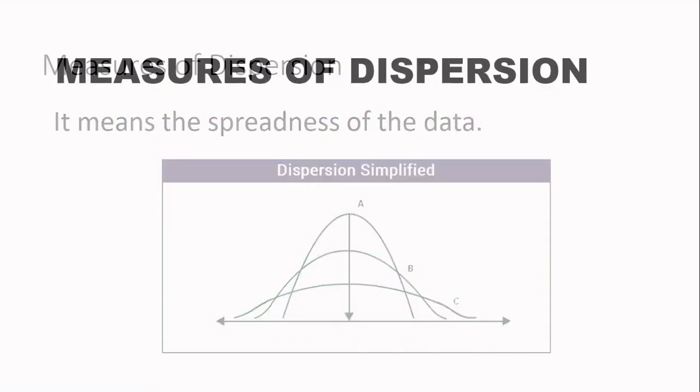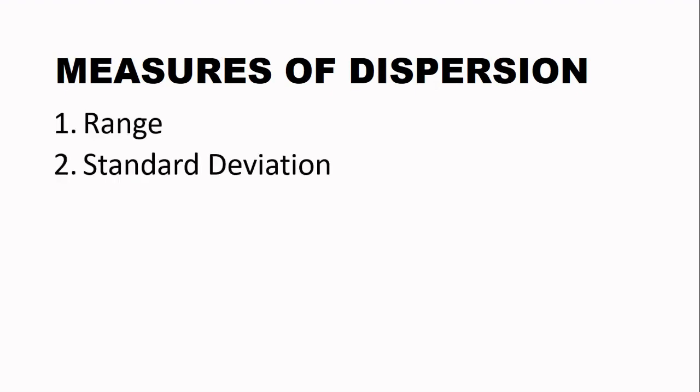So, today we're going to talk about three measures of dispersion: the range, the standard deviation, and the variance. Let's start with the range. Range is solved using the lowest score and the highest score. How to solve it is to subtract the lowest score from the highest score.